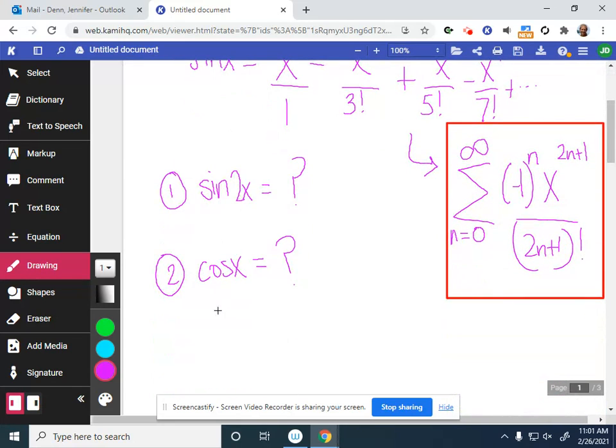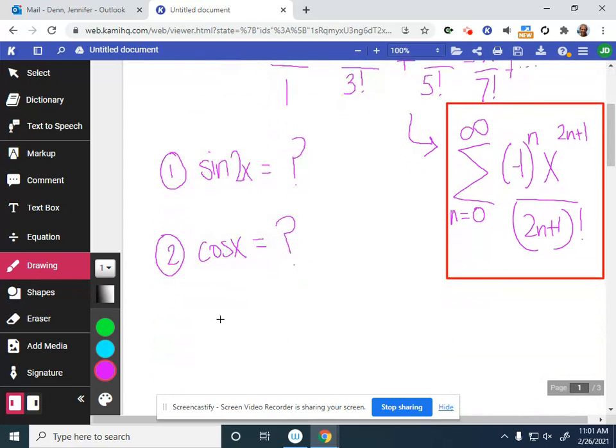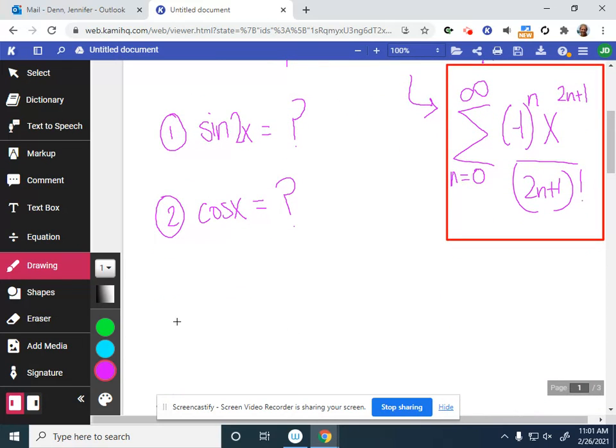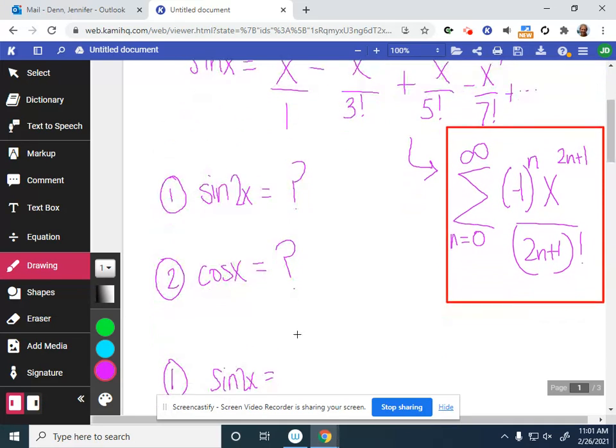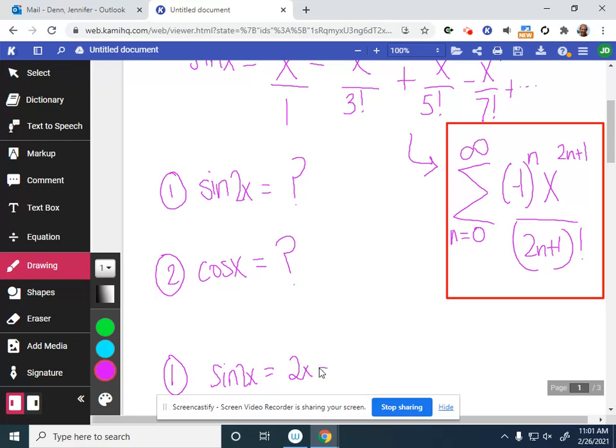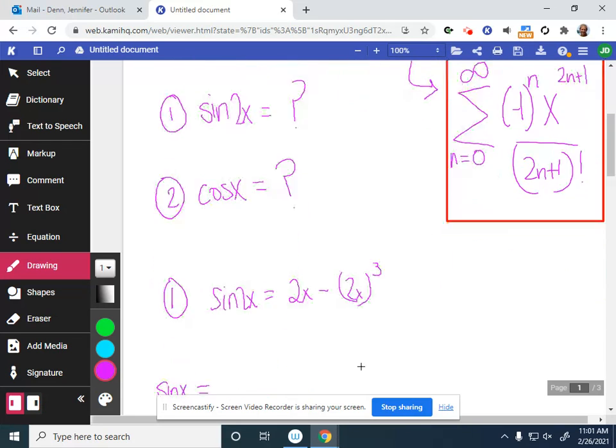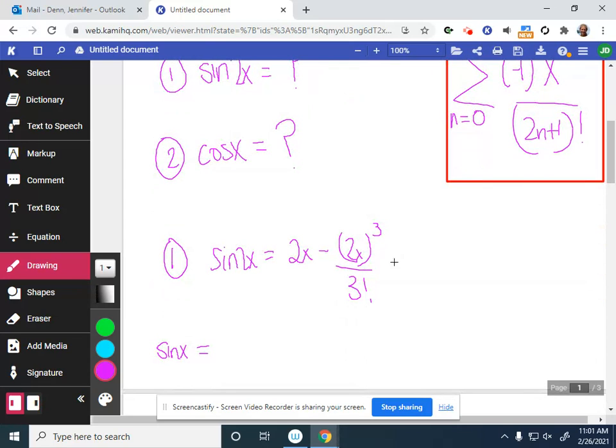So I'm going to go ahead and do these right now. I would pause it, try them yourself, and then come back. Okay, so the answer for number 1, the sine of 2x. All I got to do is replace all my x's with 2x. So it's going to be 2x minus 2x to the third over 3 factorial plus 2x to the fifth over 5 factorial, and so on.